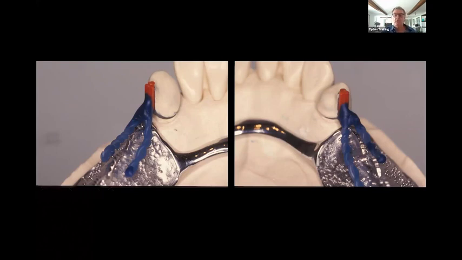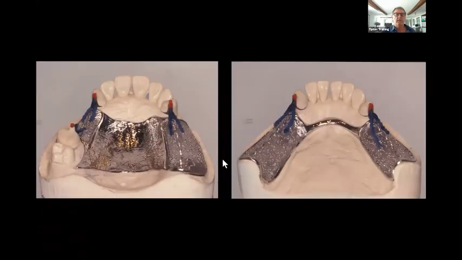These are called our struts. So here we can see the upper and the lower ready to go. The next stage is that our technician is going to cast those struts in metal. So we will have the male portion as a separate portion with curly metal attached to it.